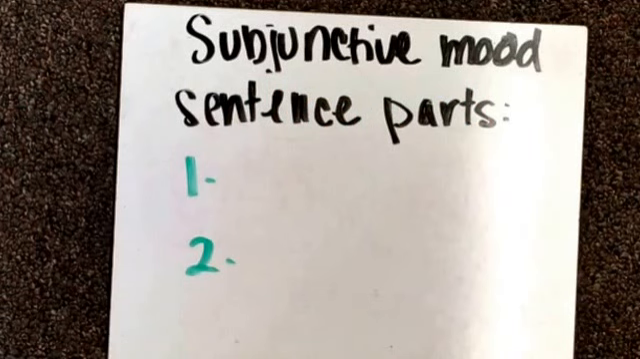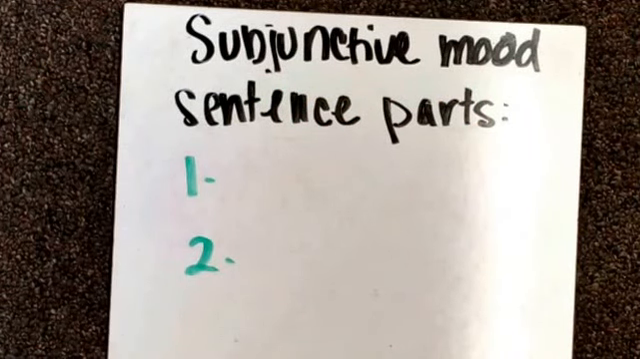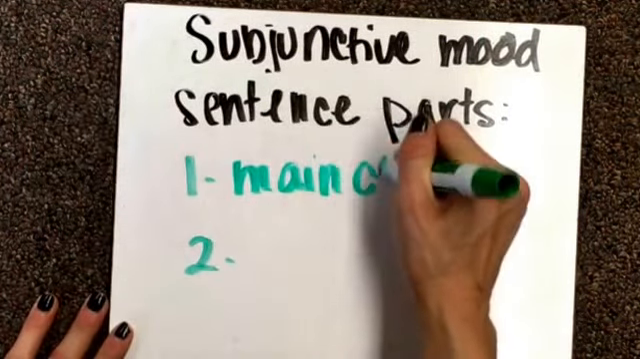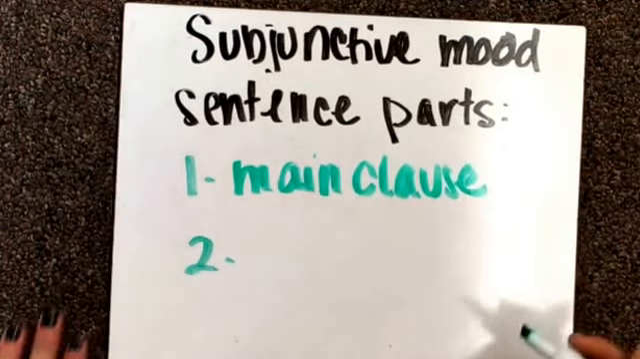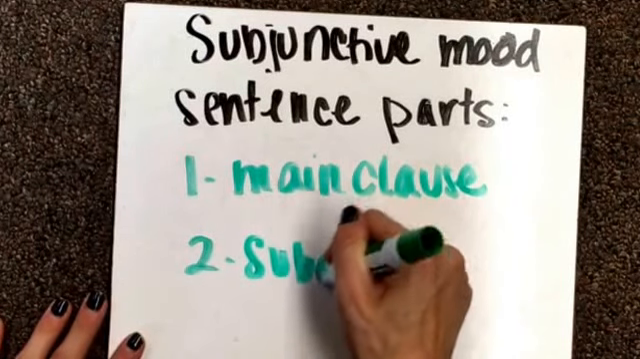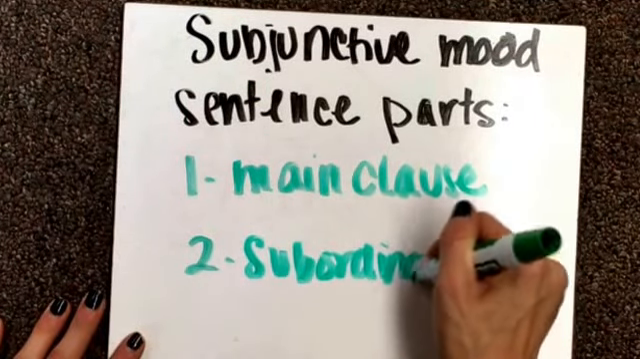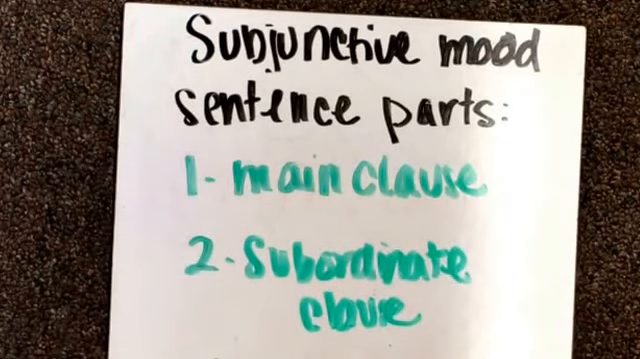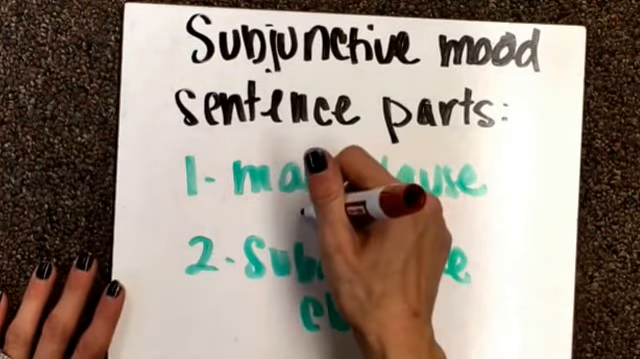Sentences in the subjunctive in Spanish have two parts. The first part is called the main clause. The second part of the sentence is called the subordinate clause. These clauses are connected by the word que.